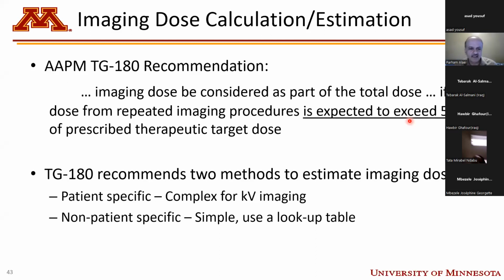So this report recommends 2 methods to estimate imaging dose. I'm not going to go into these because TG180 is a whole different topic by itself. But they recommend 2 methods if it's more than 5%. One is patient specific, that means compute the dose on the patient, which is very complex for kV imaging. You often need a Monte Carlo simulation, which I know not everybody has, so it's not really practical. The other one is non-patient specific, which is essentially a lookup table.